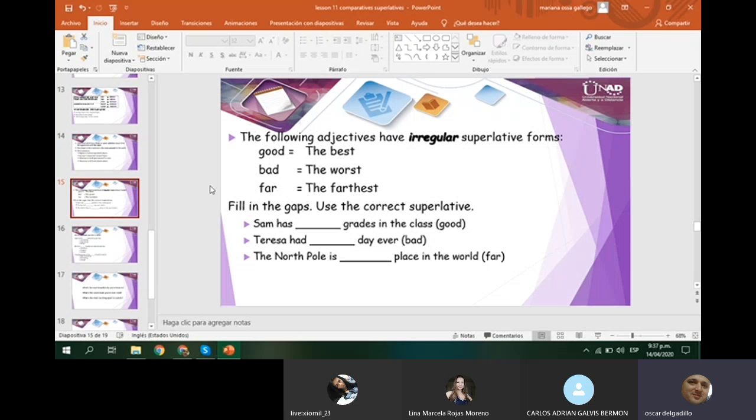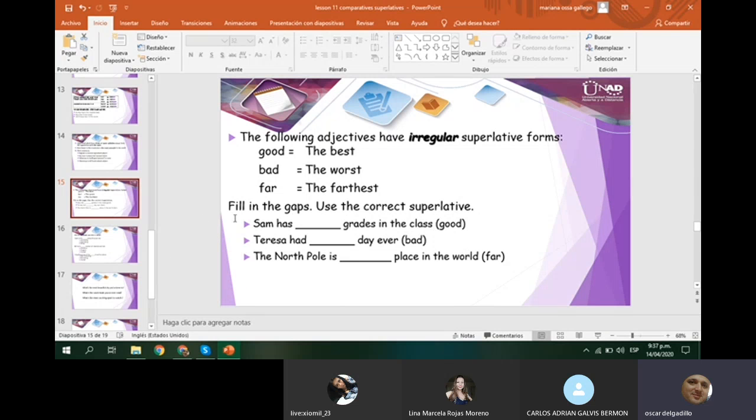The following adjectives have irregular superlative forms. Good, the best. Bad, the worst. Far, the farthest. Like in comparative, some adjectives have irregular superlatives, okay? Good, the best, bad, the worst, far, the farthest.